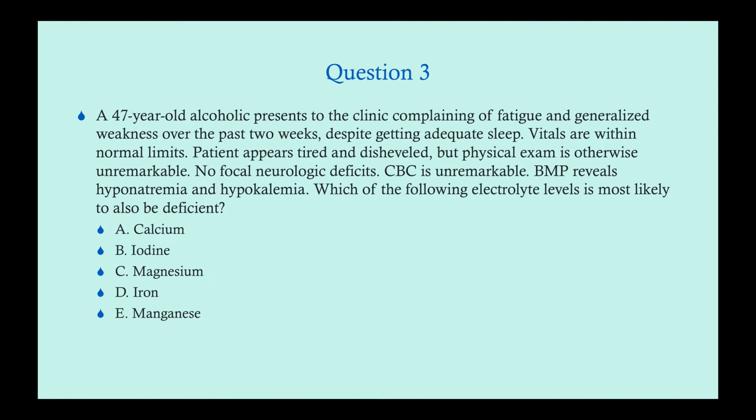All right, question 3. We have a 47-year-old alcoholic who presents to the clinic complaining of fatigue and generalized weakness over the last 2 weeks, despite getting adequate sleep. Vitals are within normal limits. Patient appears tired and disheveled, but physical exam is otherwise unremarkable. No focal neurologic deficits. CBC is unremarkable. BMP reveals hyponatremia and hypokalemia. Which of the following electrolyte levels is most likely to also be deficient? A, calcium; B, iodine; C, magnesium; D, iron; or E, manganese?